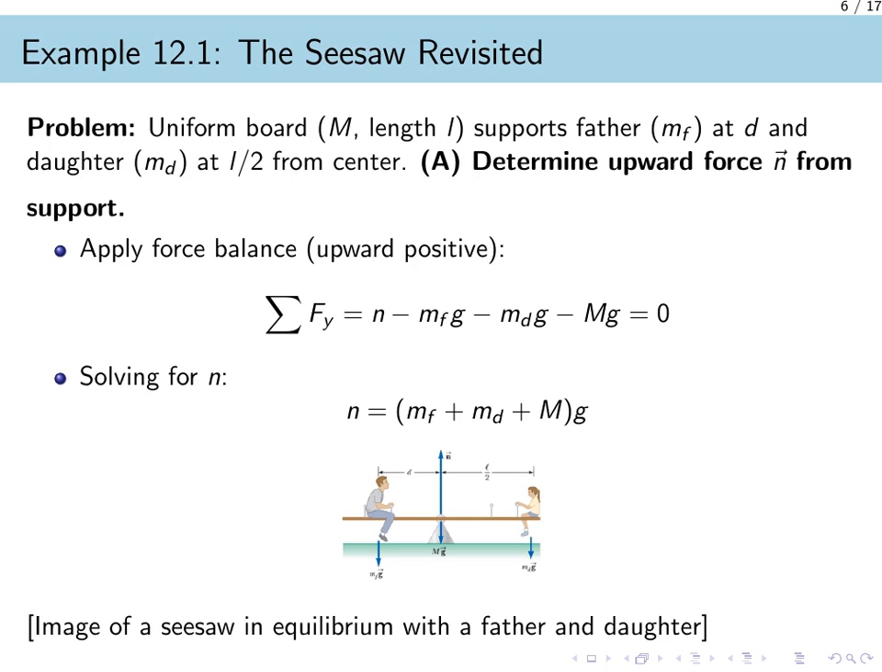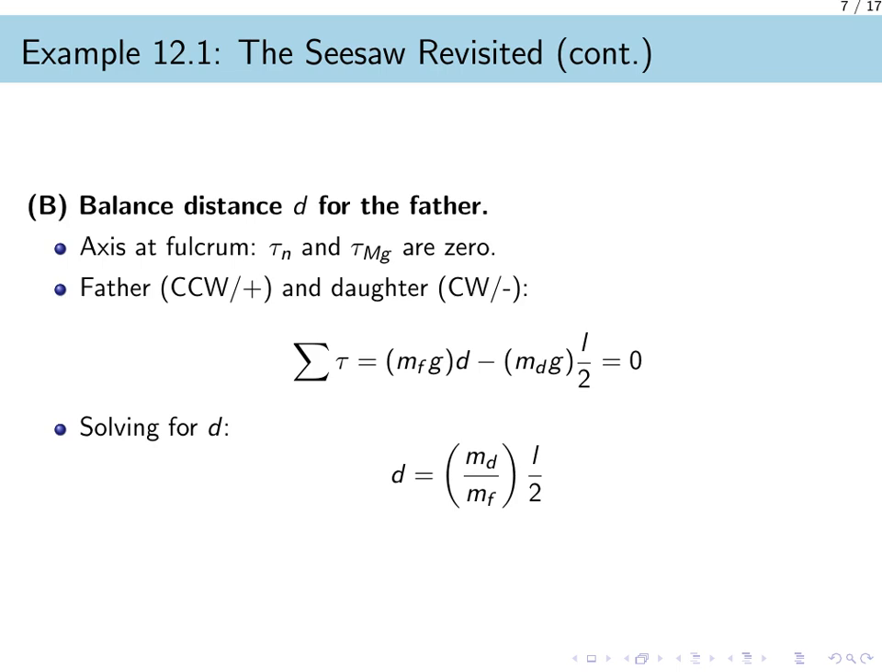Defining the upward direction as positive, we can write our equilibrium equation. The sum of the forces in the y direction equals 0. This gives us N minus the three downward weights equals 0. For this force calculation, notice that it does not matter where the father and daughter are sitting. Solving for N, we find that the upward support force must exactly balance the total weight of the board and the people on it. Now we will find the father's position, D, needed to balance the seesaw.